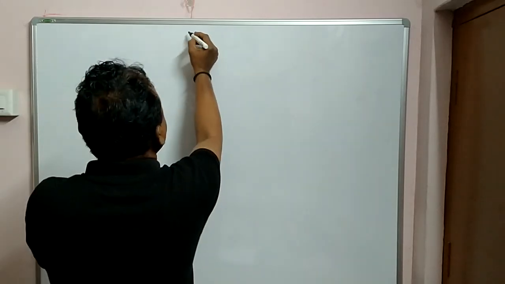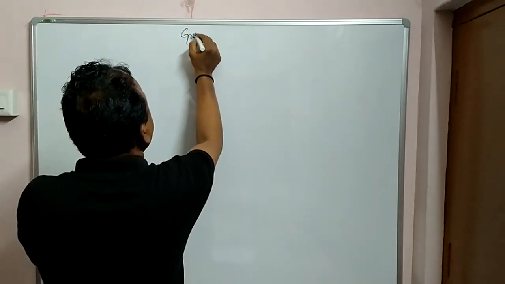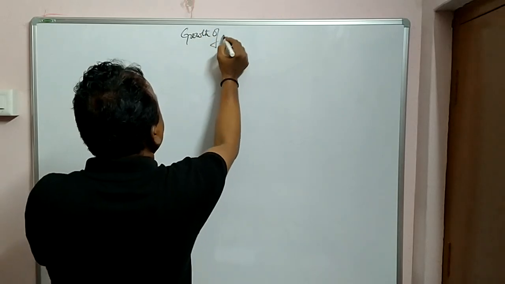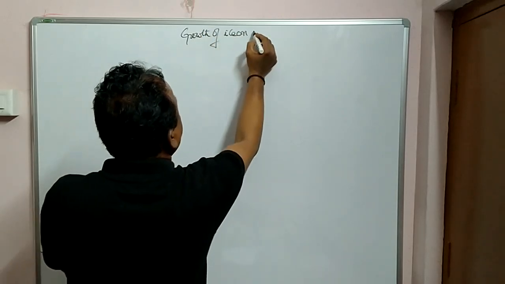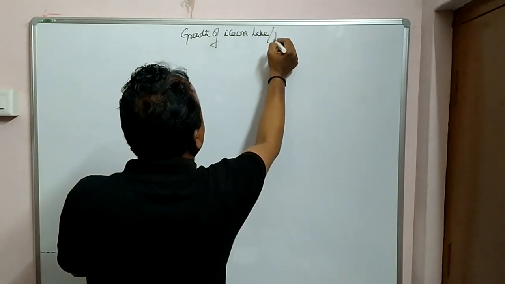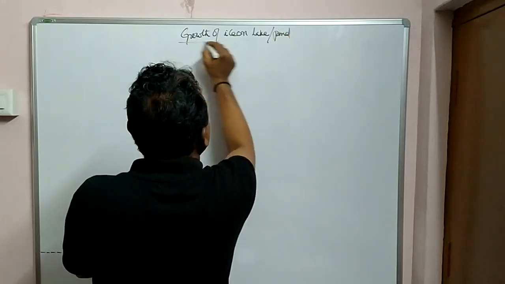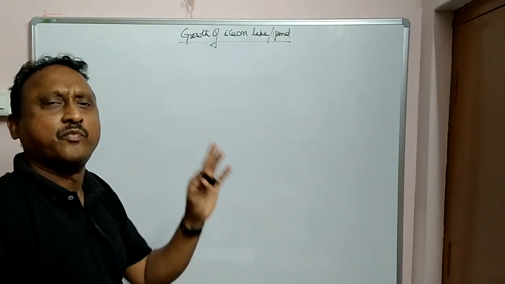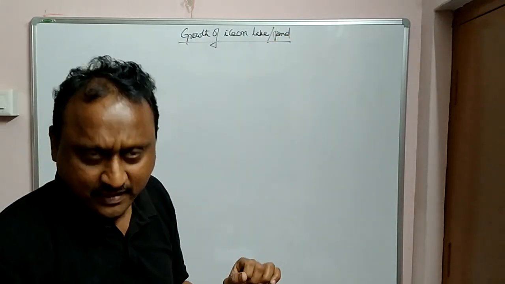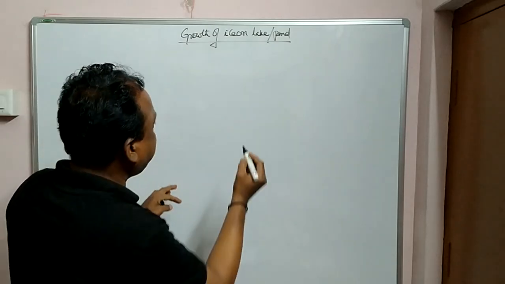Next derivation, growth of ice on a lake or pond. This derivation is very very important, they also ask it in the exam. So for that I will take some diagram.